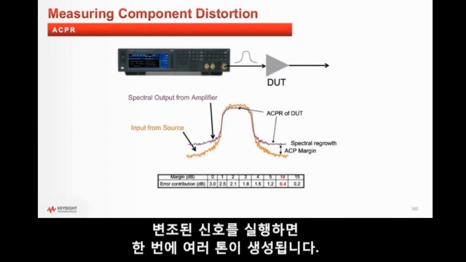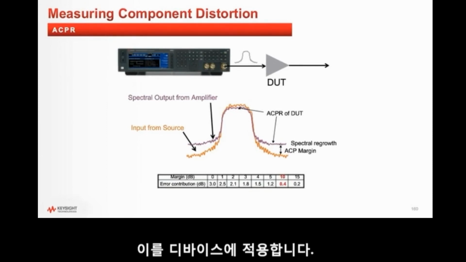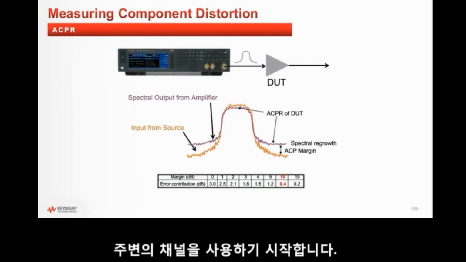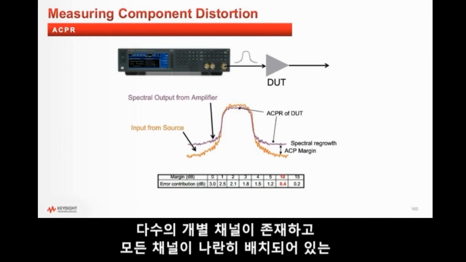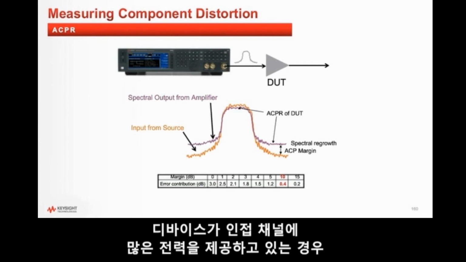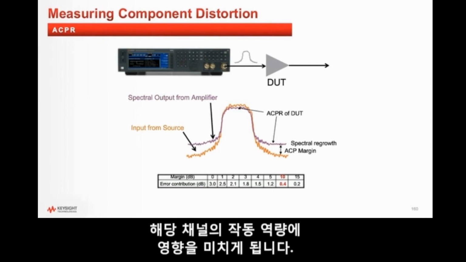Once we run a modulated signal, there's a lot of tones going on at once. We run it through your device. You get a lot of intermod distortion. It starts filling up the channel nearby. So if you are in one of these schemes where there's a lot of separate channels and they're all right next to each other, if your device is throwing a lot of power into that adjacent channel, it's going to interfere with that channel's ability to function.